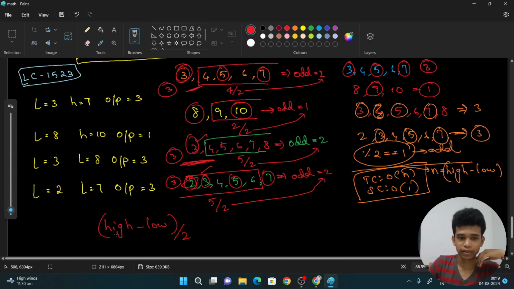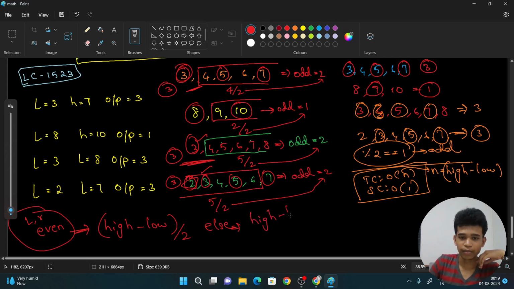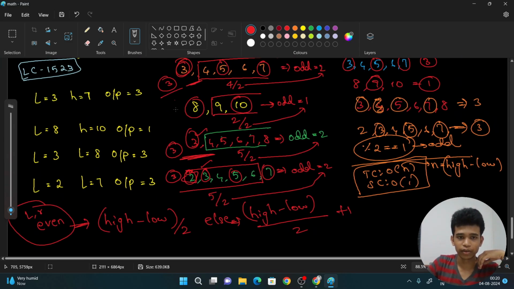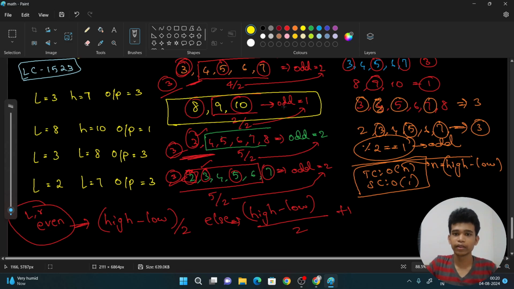So I can say whenever the two ends, low and high, are both even, I should return high minus low divided by 2. Else I should return high minus low divided by 2 plus 1. Can you understand this? Other than that case, everything returns plus 1, right? Only for this test case, where both ends are even, we return high minus low divided by 2. Can you understand this?